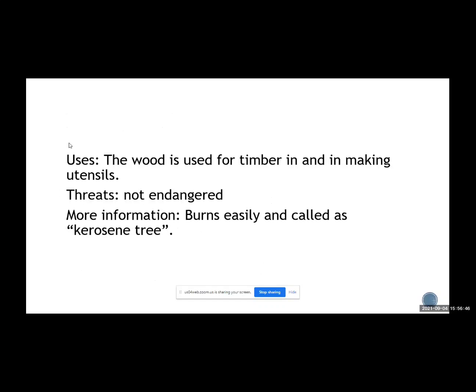Uses. The wood is used for timber and in making utensils. Threats, not endangered. Ang siyang more information, burns easily and called as kerosene tree. In Papua New Guinea, the tree is a good source of firewood. Mao ni siyang natawag siya nga tree.